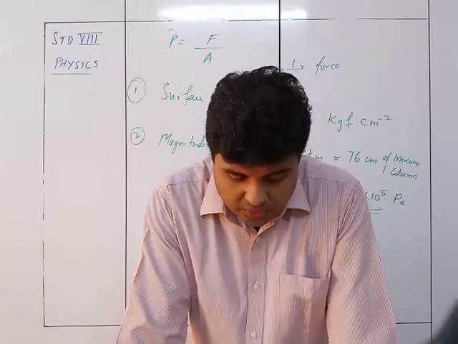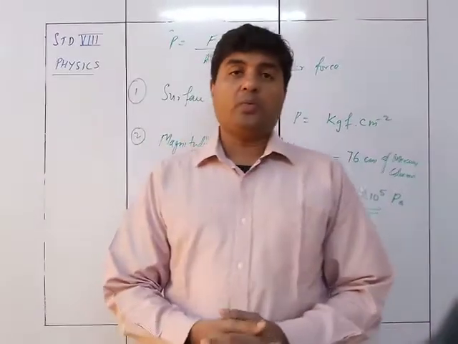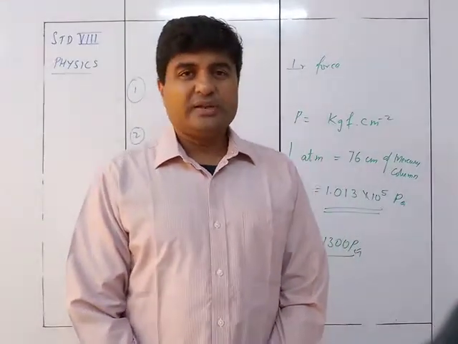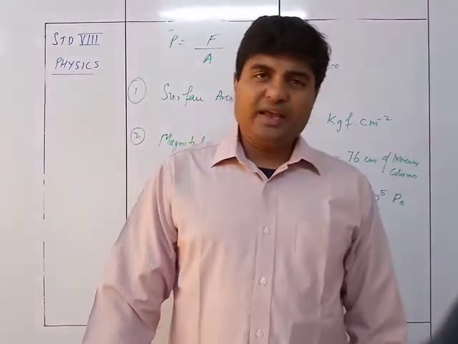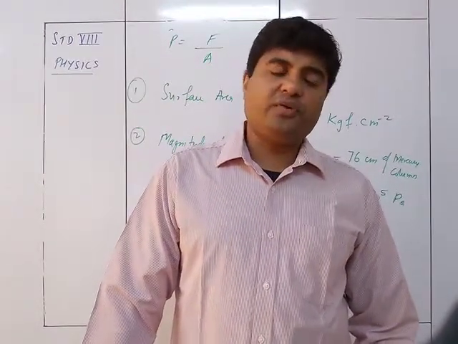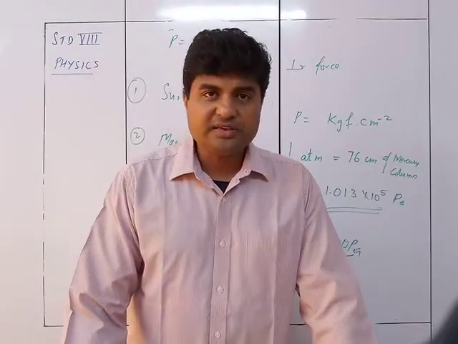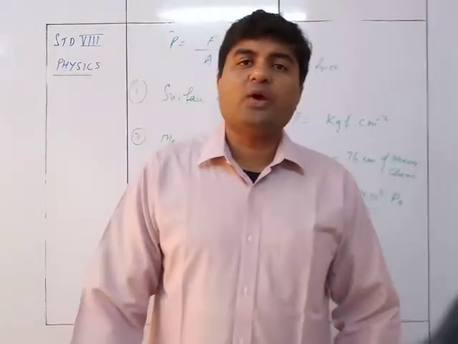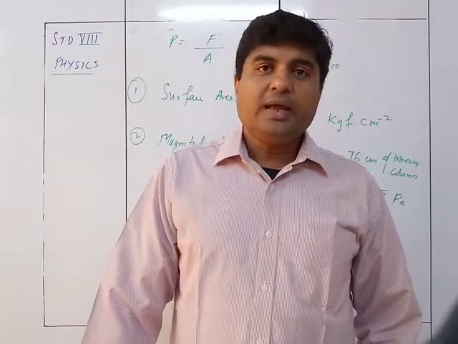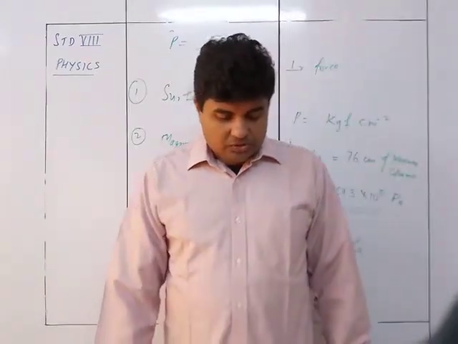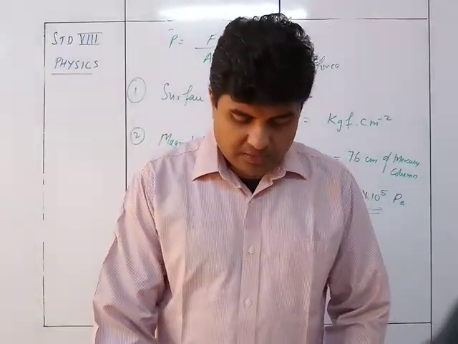So this is how we can see the two factors on which the pressure depends. The first factor was the cross-section area, that is the area of surface contact between the body and the surface, and the second one is the weight of the body, or we can say the thrust, the magnitude of the thrust applied by the body. So that was about the factors affecting the pressure.